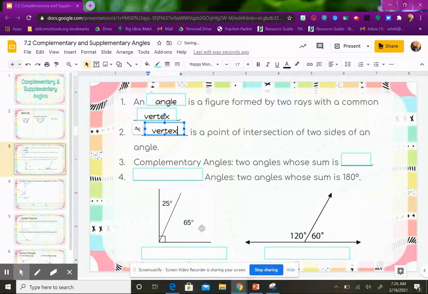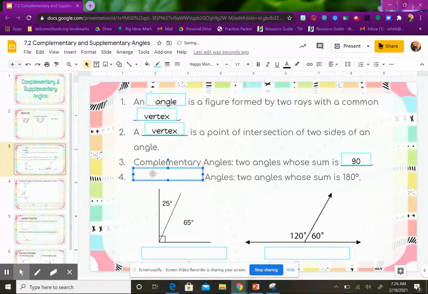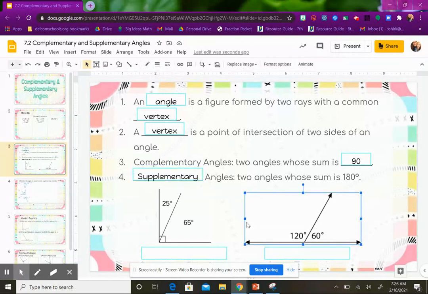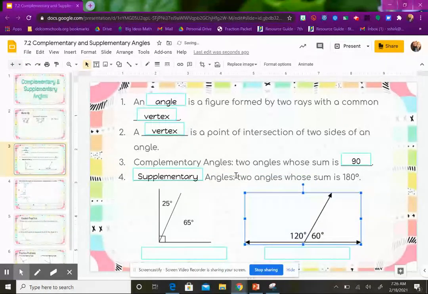Complementary angles are two angles whose sum is 90 degrees. And supplementary angles are two angles whose sum is 180. Here's how I remember this. C is first in the alphabet, so that's complementary, and 90 comes first in our number system. And then supplementary is 180, so those numbers add up to 180.